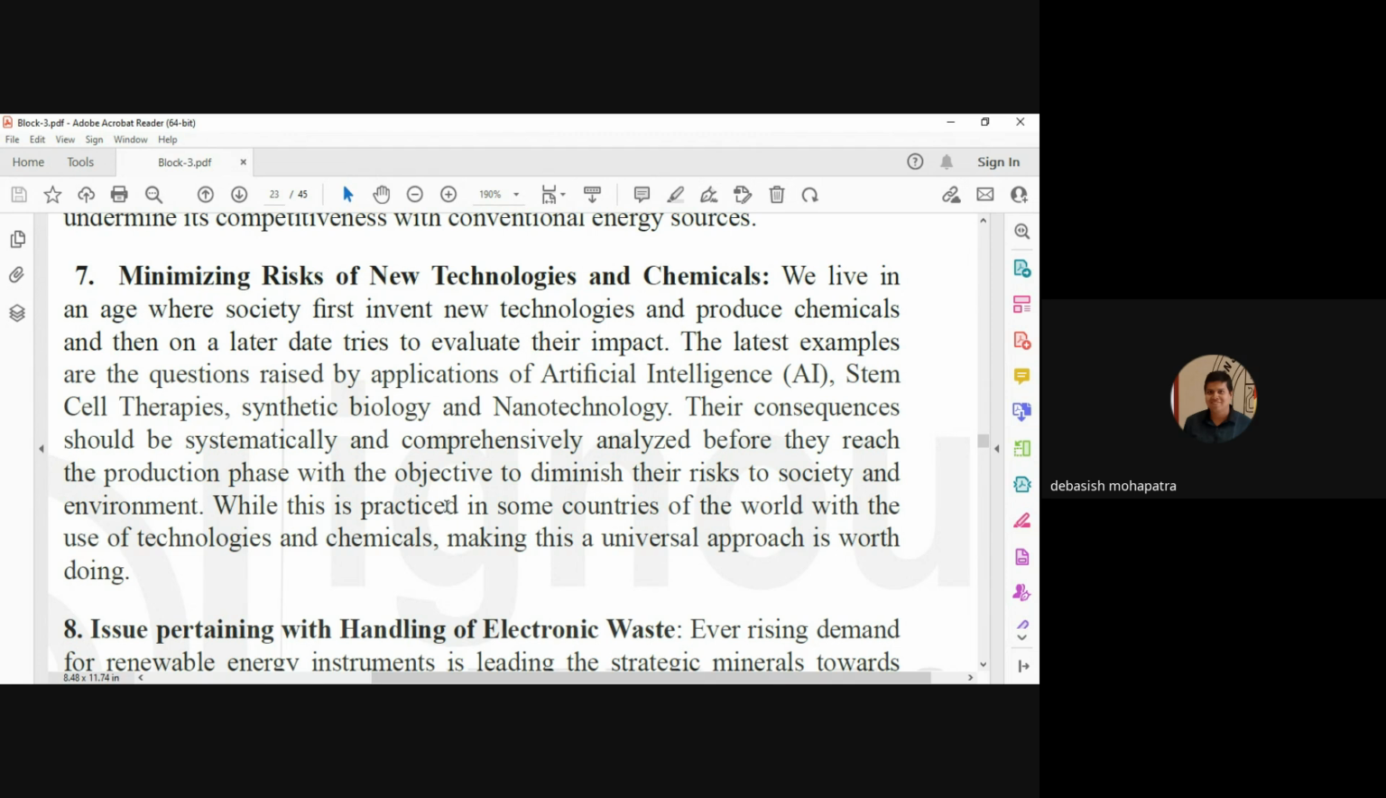So, before releasing these chemicals to the environment, we should first check their risk factor, and only then should we release them.